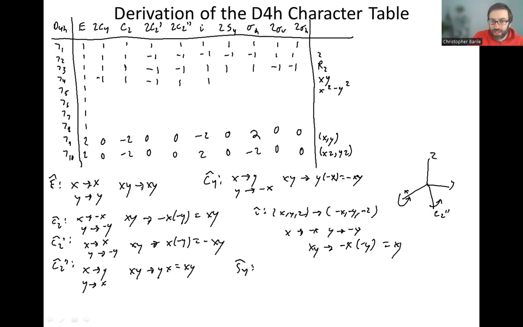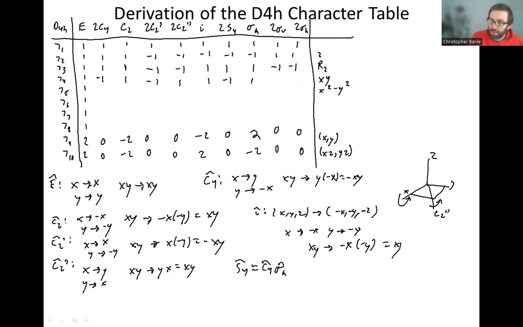S4 is, by definition, a C4 followed by a sigma H. We know sigma H doesn't do anything. We just talked about this because it's in the XY plane. So it's going to be the same thing as a C4. And a C4, we got a value of -1. And we just said sigma H doesn't do anything, so that makes it a +1.